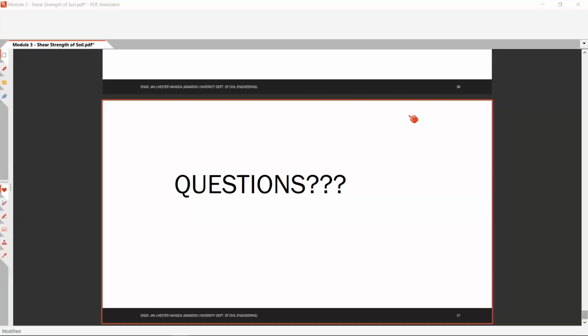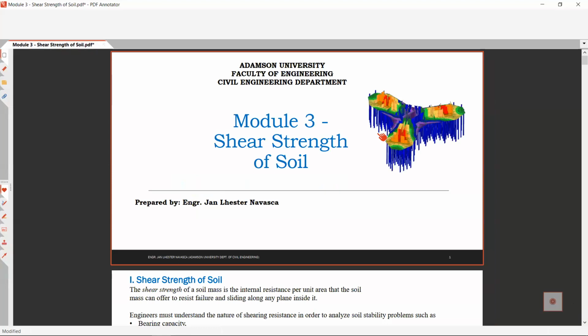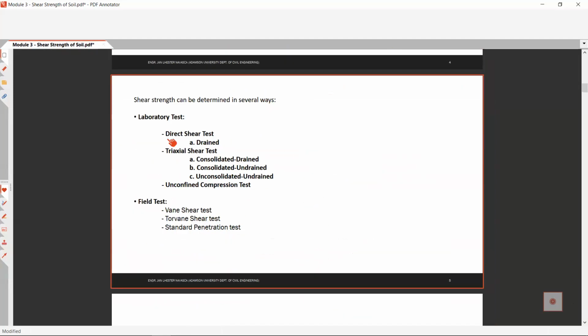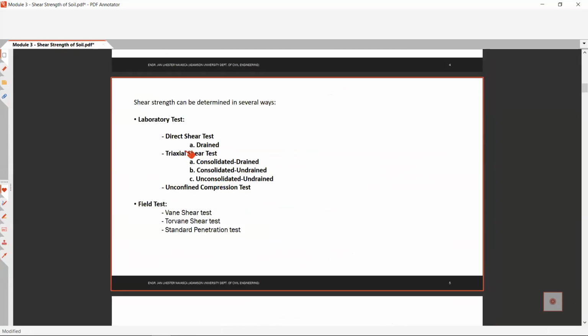Okay, so I will make a summary for the different laboratory tests. So this one, direct shear test, triaxial shear test, and the unconfined compression test. Kasi di ba every laboratory test you have different Mohr circle. So maybe I can give a summary for the different Mohr circles para doon na lang kayo titingin. Upload ko na lang siya maybe within the day.